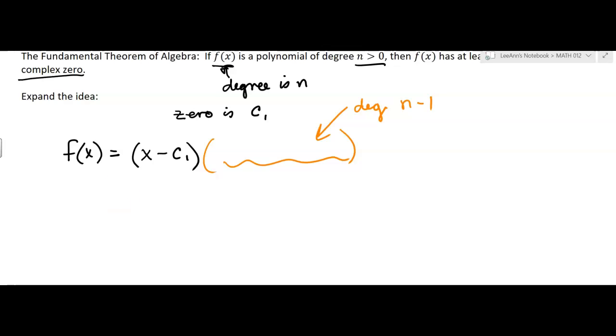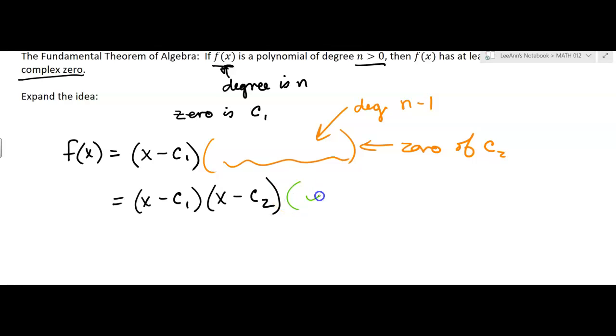And so then I have x minus c sub 1 times x minus c sub 2. So we say, okay, let's say this one has a 0 of c sub 2. All right, so then there's a factor of x minus c sub 2. And then I have another polynomial that's left over, and maybe it's some polynomial in here. But then that's going to have a factor as long as n is greater than 0, as long as the degree is greater than 0, then I can keep going.